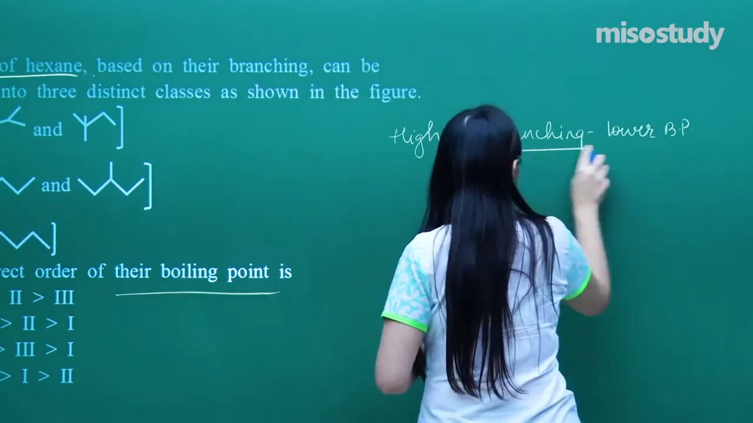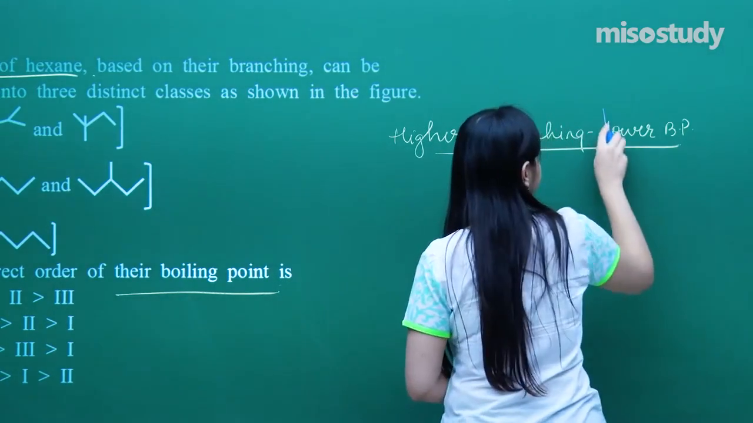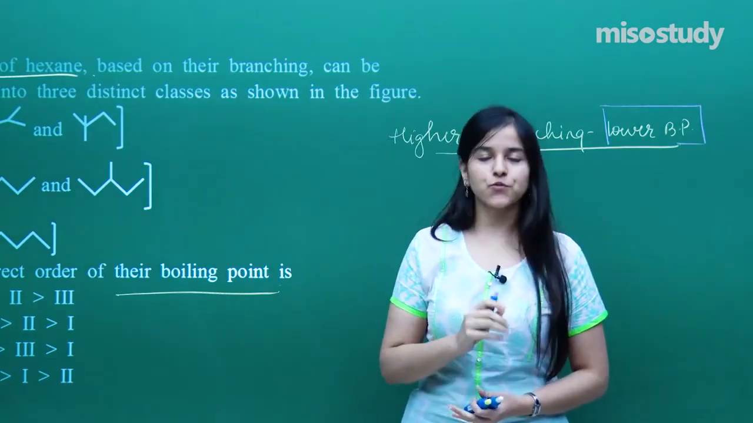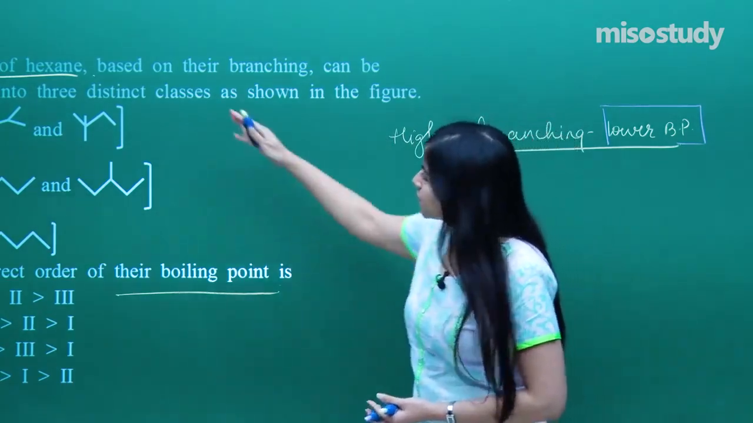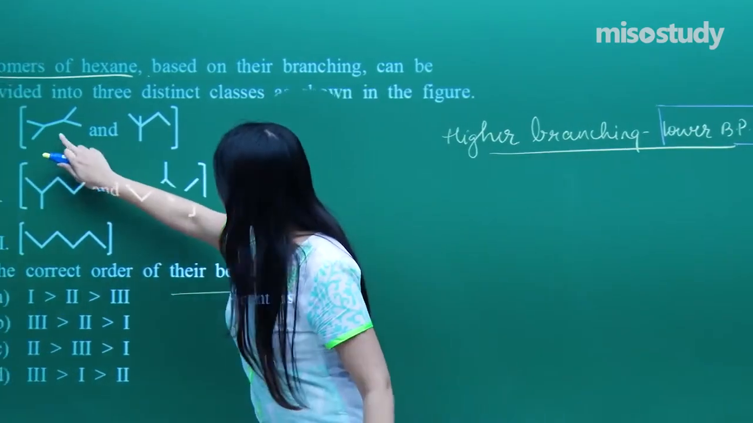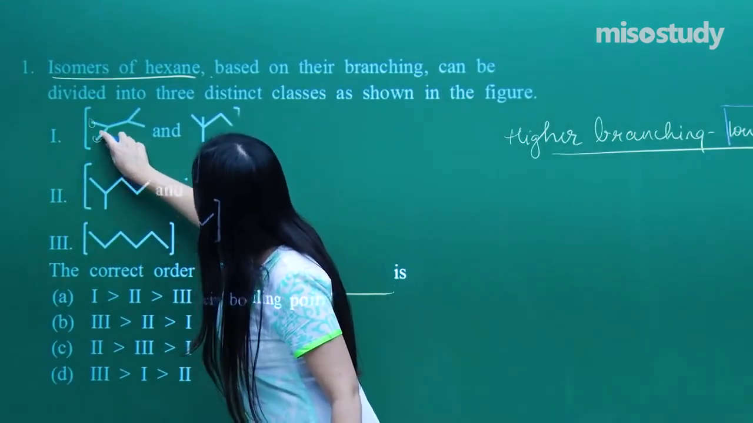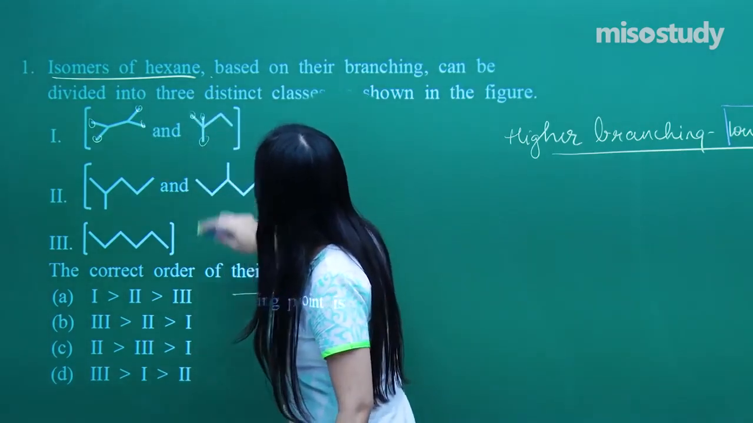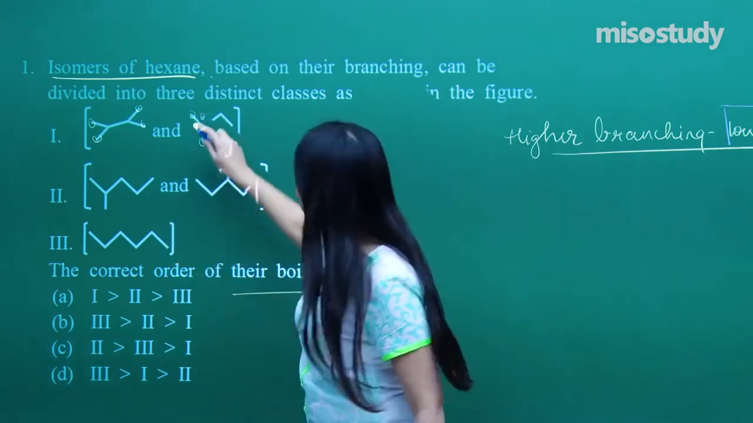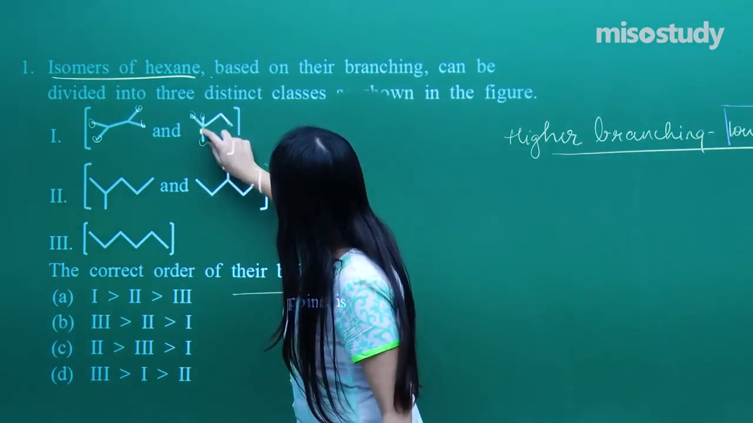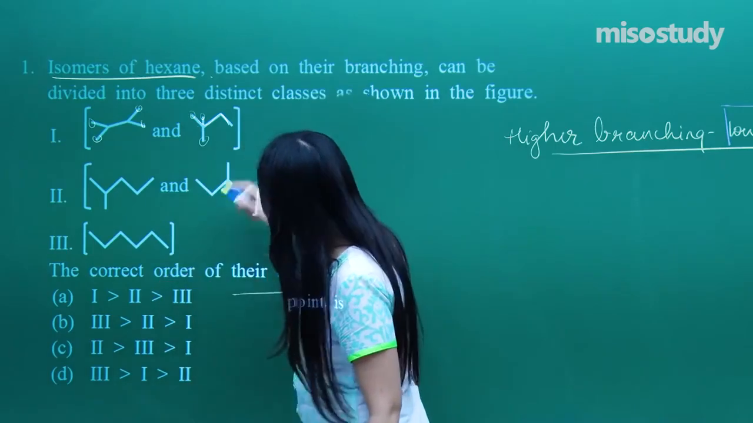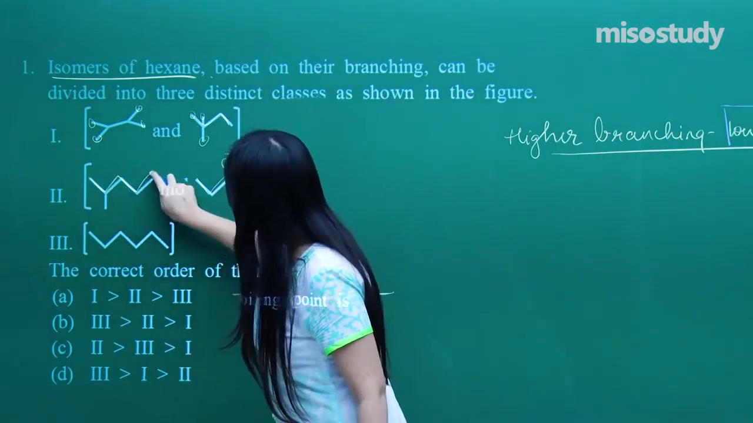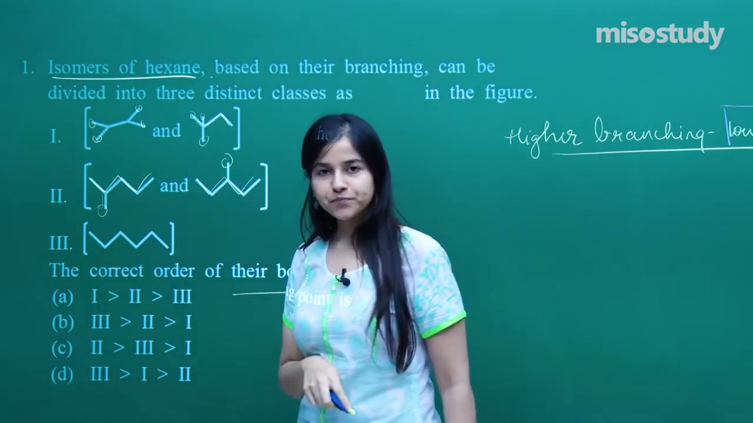Why lower is the boiling point? Because here there will be least van der Waals forces of attraction. So if you observe the three different classes which are given, here you can see 4 branches are there. Again, how many? 1, 2, 3 branches are already there within the main chain. So that is the main chain. I have got 2 branches. If you see over here, what is the main chain? The main chain is this and the branch is this. Again, the main chain is this and the branch is this.